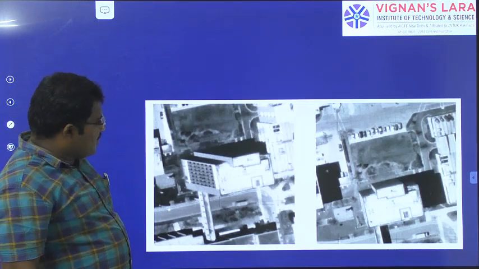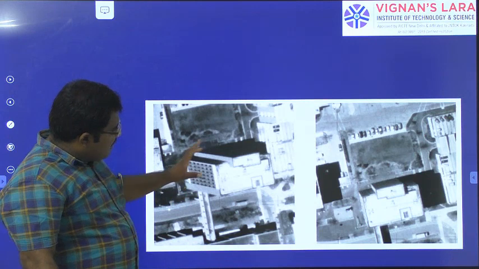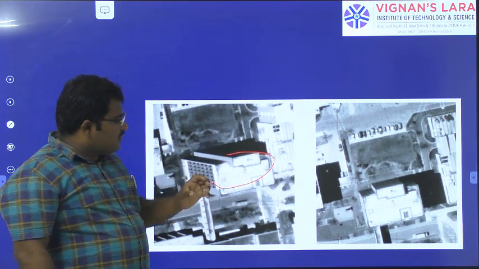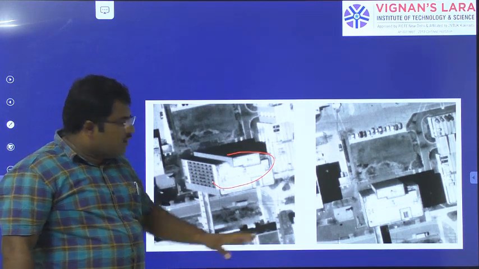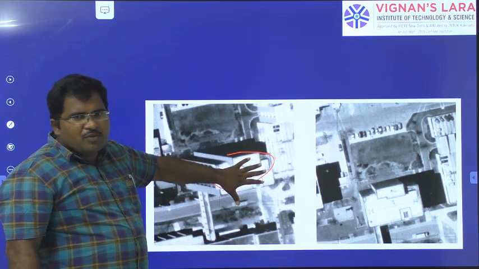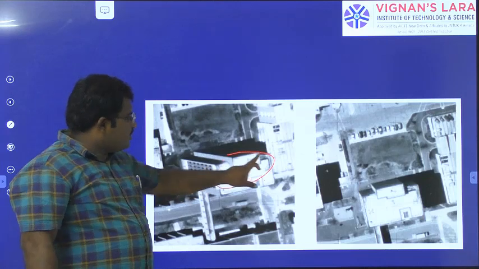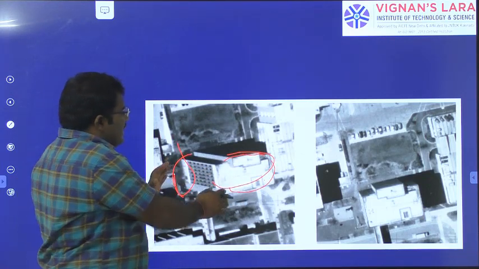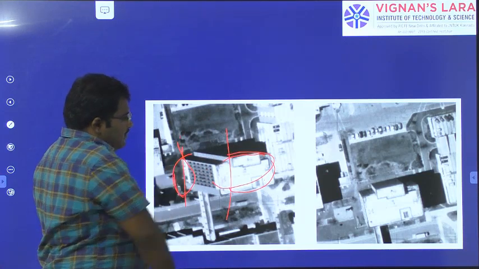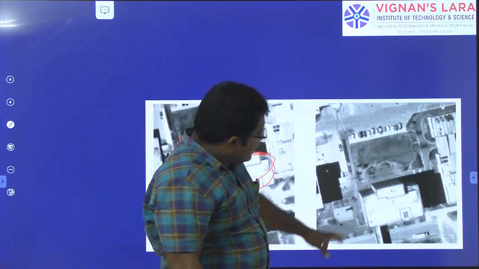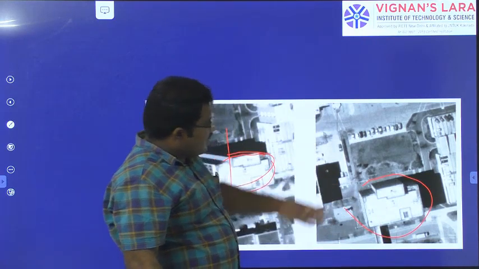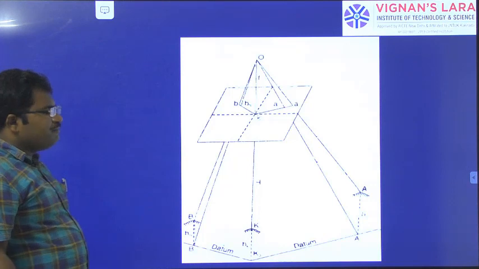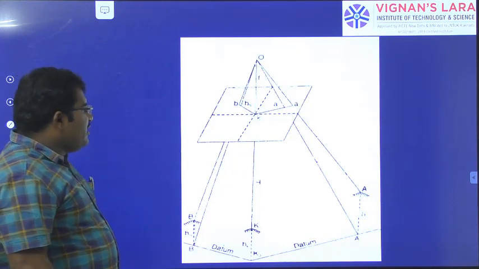Here also you can see the apartment. From this side, it is only one object. If it is truly vertical, you can see only the building from the top view. But if it is not truly vertical, this is one location and this is another location. Two locations means the same building has two points, here and here. If you are taking the photo vertically, you are able to see only one position. That displacement is called relief displacement.